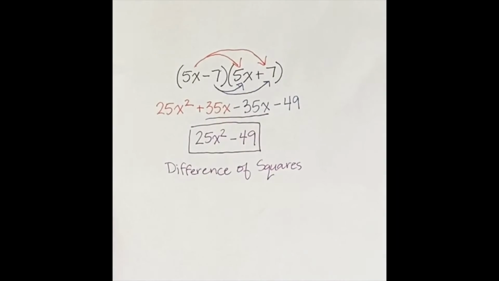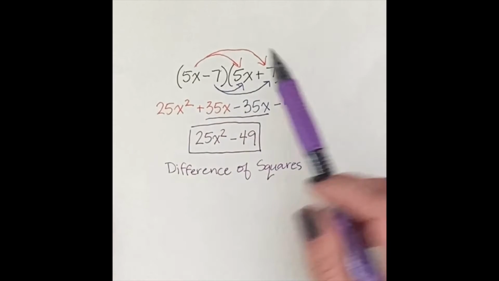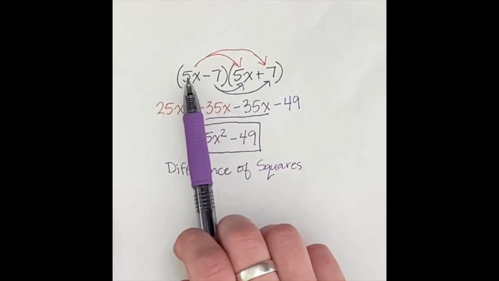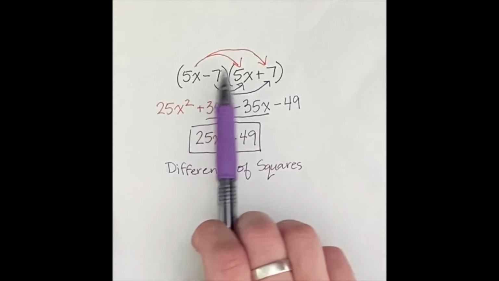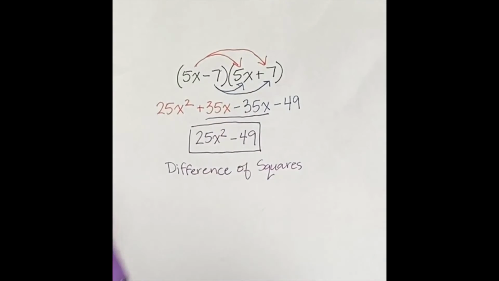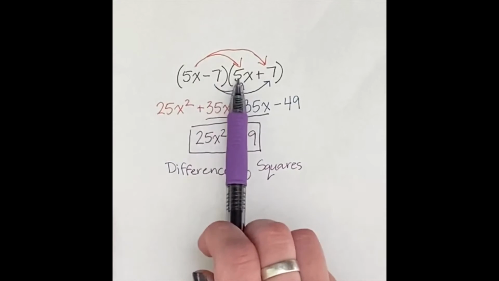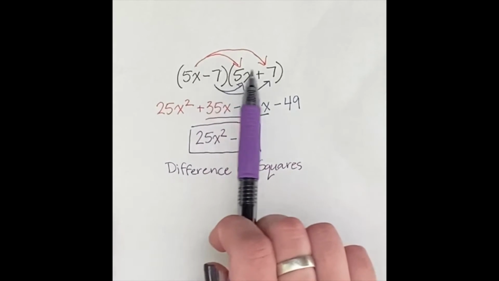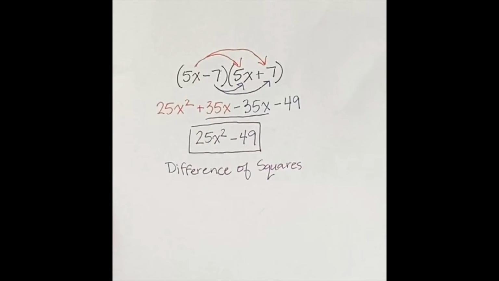Let's take a look back at our original problem. Do we notice anything curious? Look at this. These are essentially the same thing, except this has a minus sign and this has a plus sign. So if they start the same and they end the same, and one has a minus sign and one has a plus sign, you know you're dealing with the difference of squares. And you know you're going to have a binomial for your final answer.